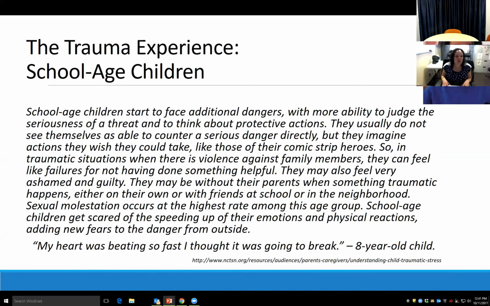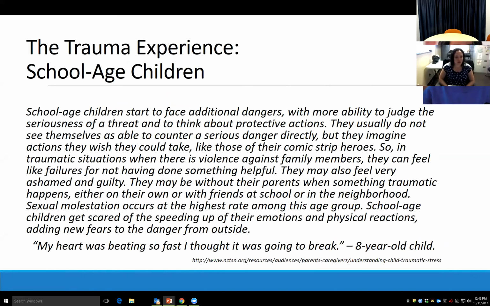So looking at the trauma experience from a school-age child, this is a direct quote from NCTSN, who are the experts on childhood trauma, and it was so good I wasn't about to change it, so I will just read it. School-age children start to face additional dangers with more ability to judge the seriousness of a threat and to think about protective actions. They usually do not see themselves as able to counter a serious danger directly, but they imagine actions that they wish they could take, like those of their comic strip heroes.